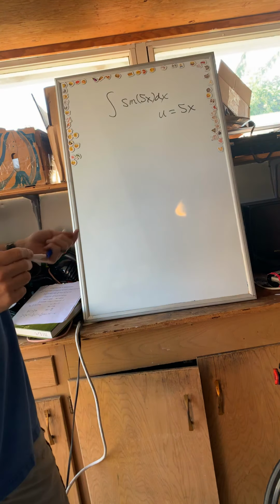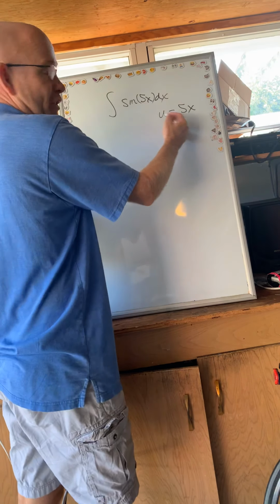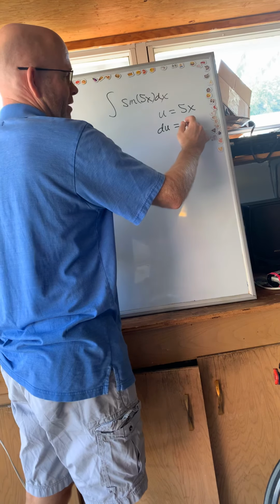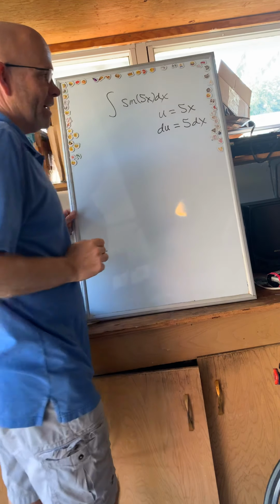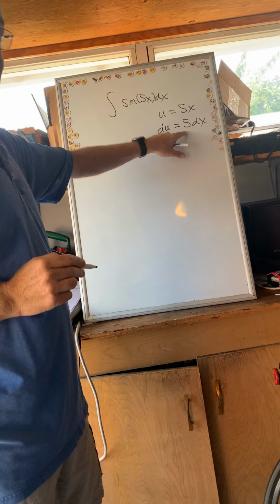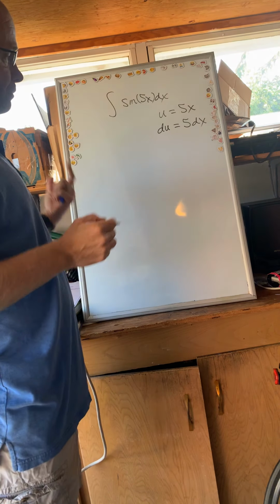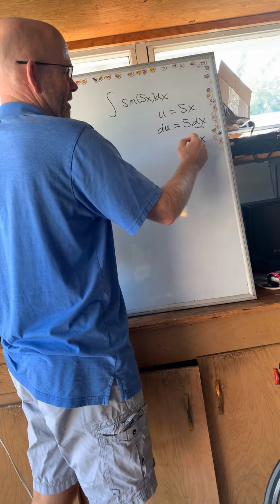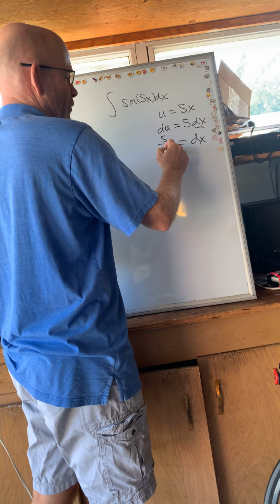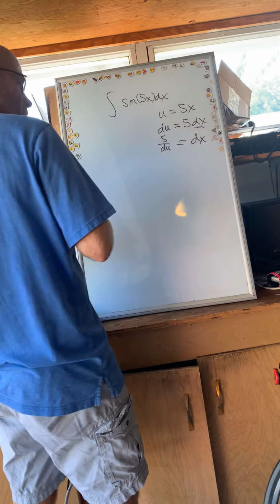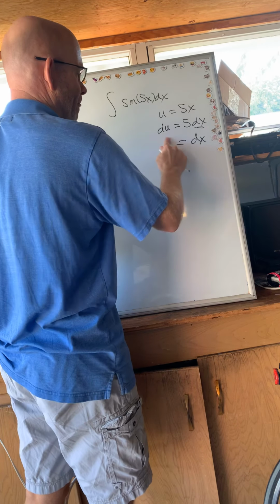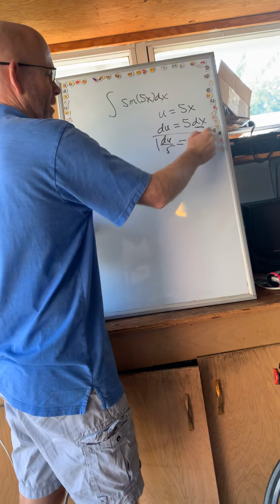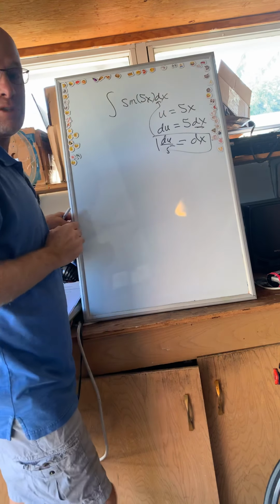If my u is equal to 5x, if I take the derivative of this, that means du equals 5 times dx. The derivative of 5x is 5, kind of like differentials. That also means that if I solve this piece of the little equation here, dx is equal to du over 5.